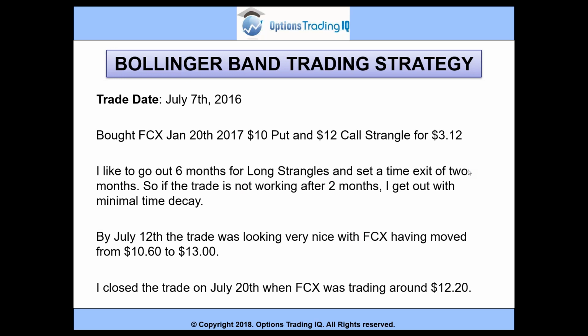The trade details were on July 7th. Bought a Jan 20th $10 put and a $12 call, so that's a strangle, which costs $3.12. When doing a strangle, I like to go out 6 months and set a time exit of 2 months. So if the trade is not working after 2 months, I can get out with minimal effect from time decay.